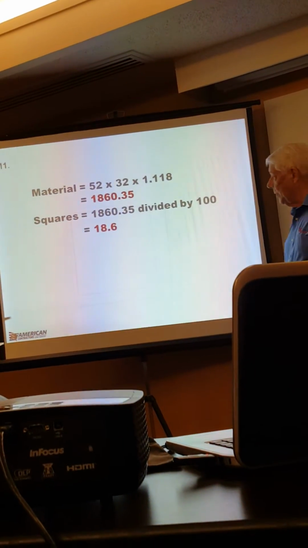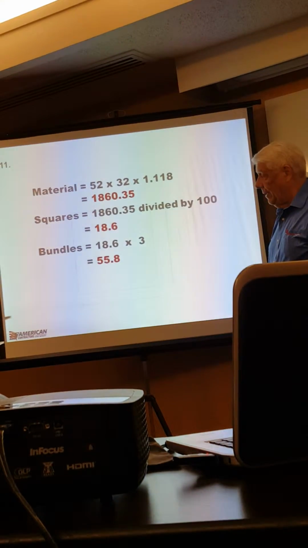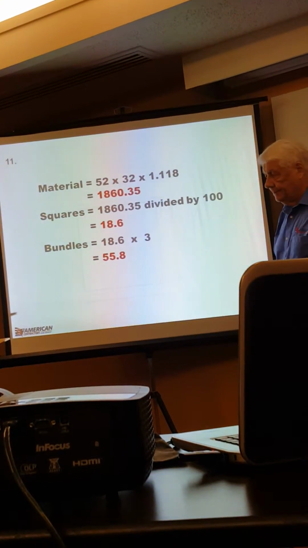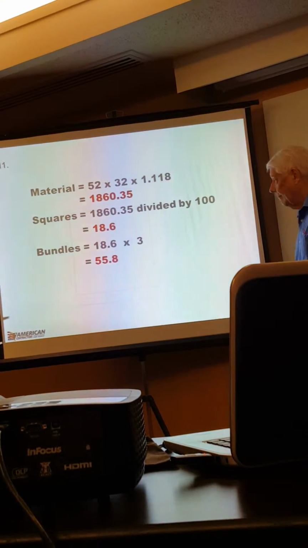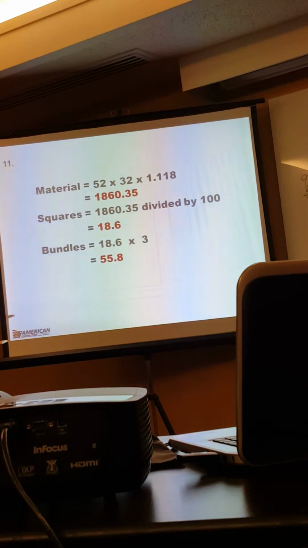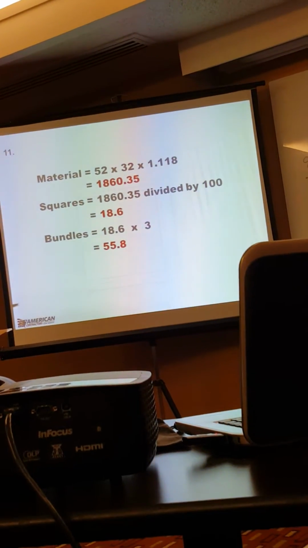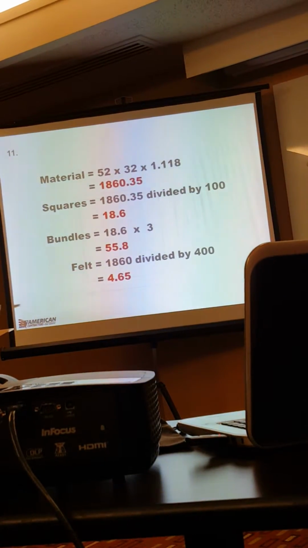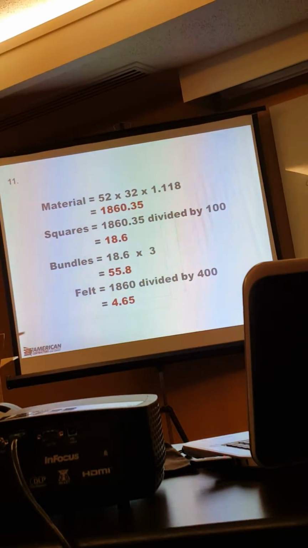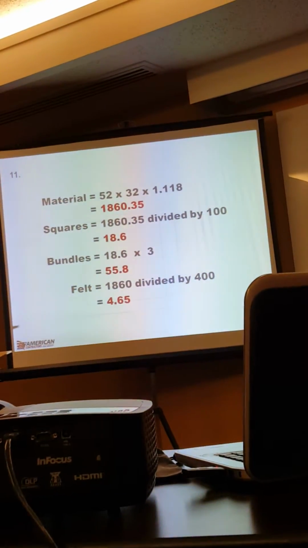Three bundles to a square, so multiply that number by 3, 55.8 bundles. And then a roll of felt will cover 400 square feet, so 1,860 divided by 400 is 4.65 rolls of felt. It's obvious you can't buy that, but sometimes they just want to know.